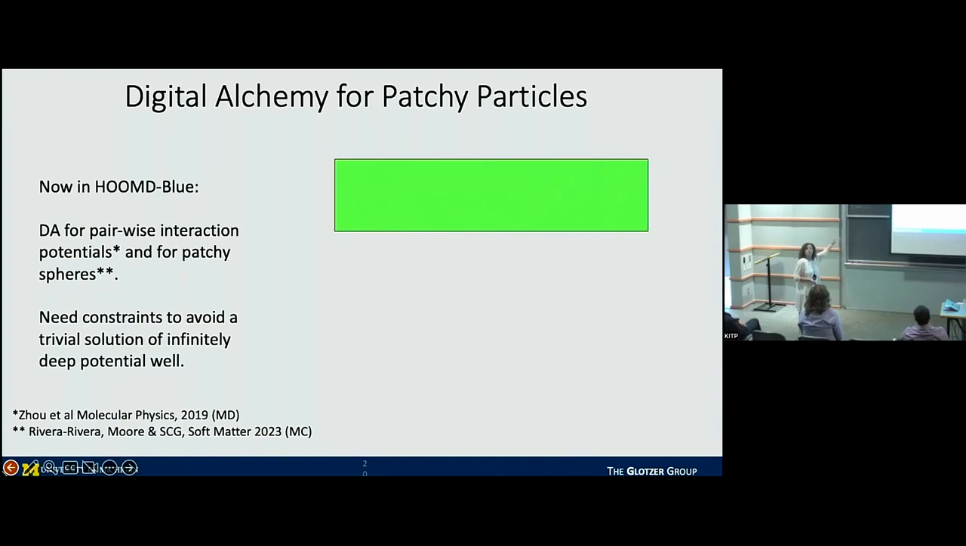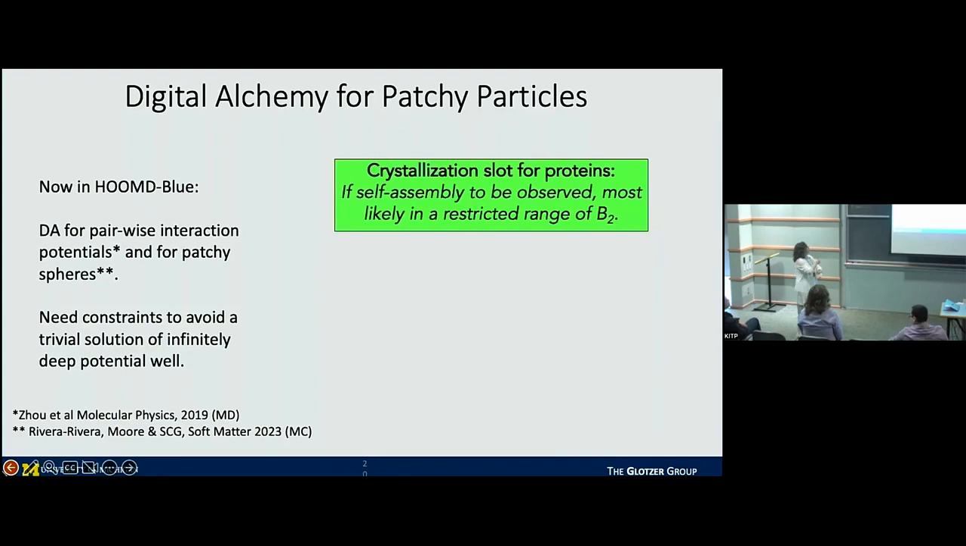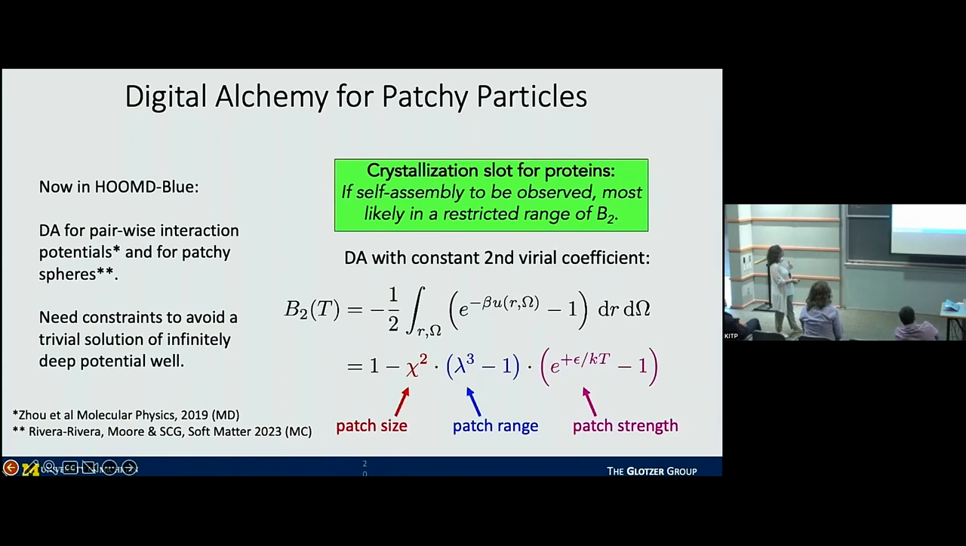But one of the things that they also did, in addition to letting the patches change size, for example, is they used this idea of the crystallization slot from proteins. I don't know if you're familiar with it, but it's an interesting observation that proteins that crystallize, typically the second virial coefficient is in some range from this to this, whatever that is. So what they did is, here's the second virial coefficient for a particle with hemispherical patches, where you can write this in terms of the patch size, the range of the interaction, and the strength of the interaction.